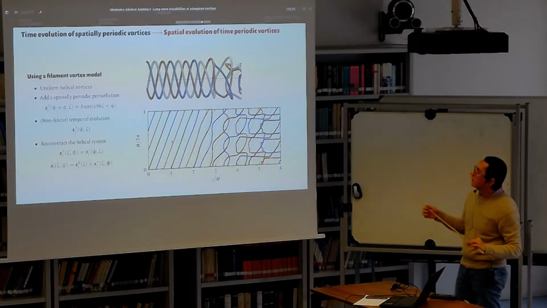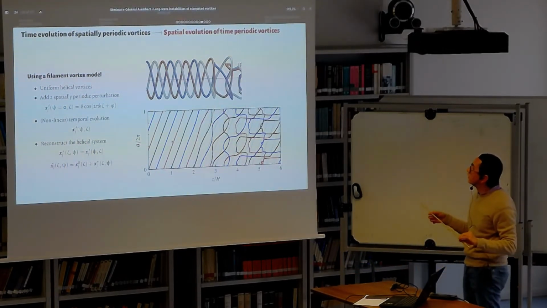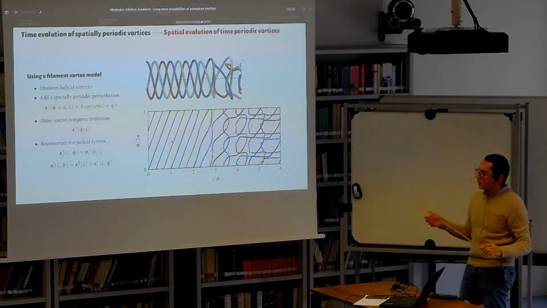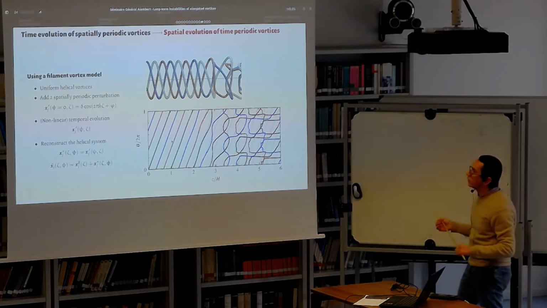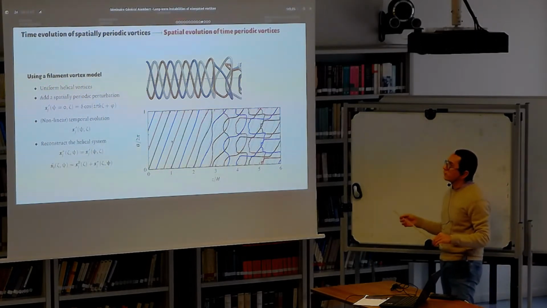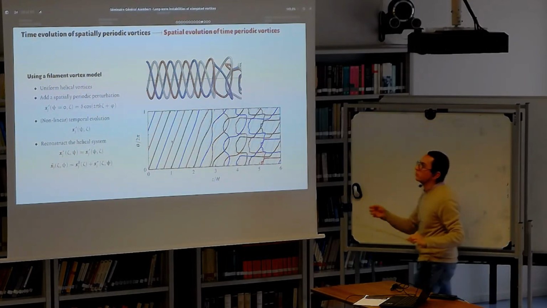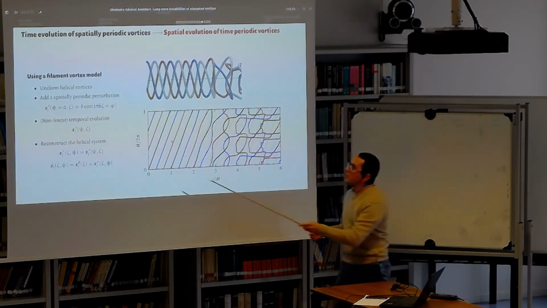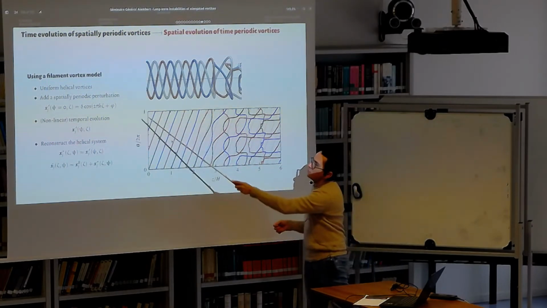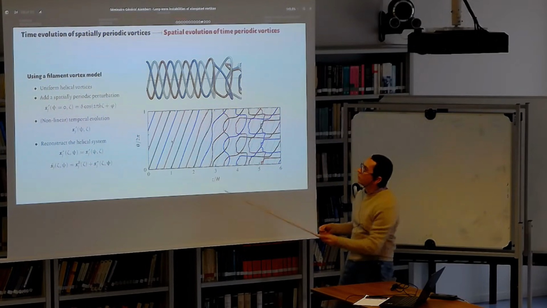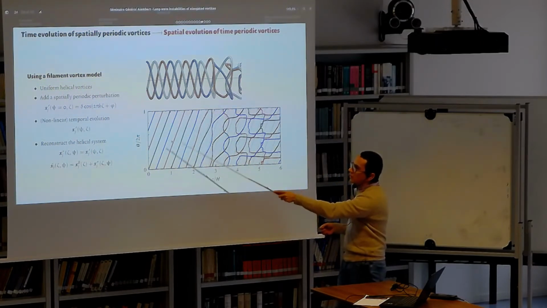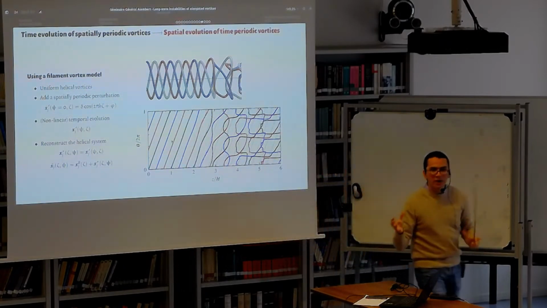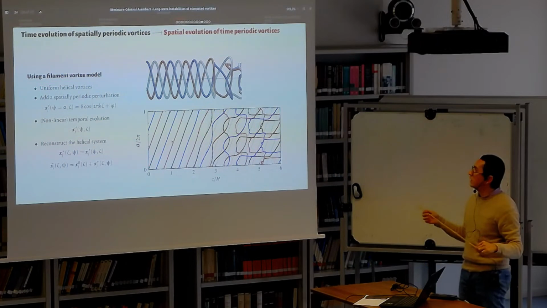Now this is fine, but with the point vortex model, we can only get one type of unstable mode. So we are going to go to the next level. We're going to replace the point vortex by a system of uniform helices in a way that we can introduce a spatially periodic perturbation. We're going to follow the nonlinear temporal evolution of this perturbation, and then use this to reconstruct the helical system.